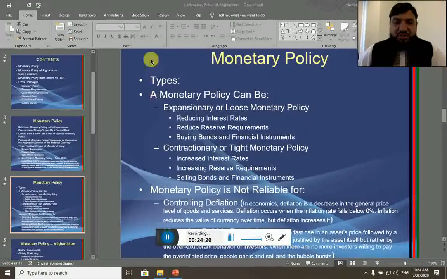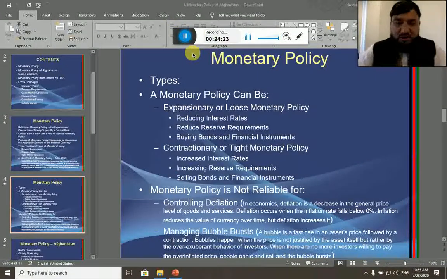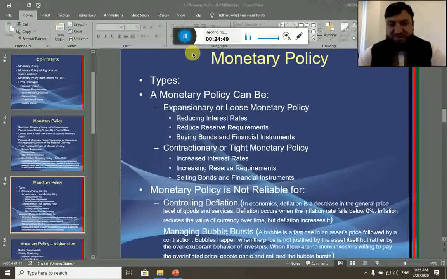Okay, now let's talk about the types of monetary policy. Normally there are two types of monetary policy. One is called expansionary monetary policy, and the second one is called contractionary monetary policy or tight monetary policy. Expansionary monetary policy is also called loose monetary policy. In this monetary policy, there is a reduction in interest rates, reduction in reserve requirements, and buying of bonds and financial instruments. While in tight monetary policy, the central bank increases interest rates or reserve requirement rates, and usually sells financial instruments and bonds in international currency. So that's the difference between expansionary monetary policy and contractionary monetary policy.